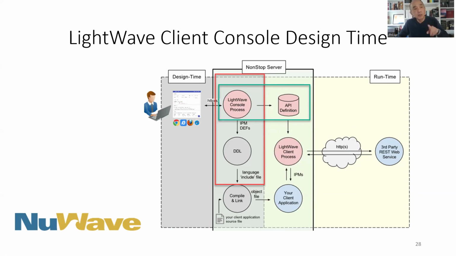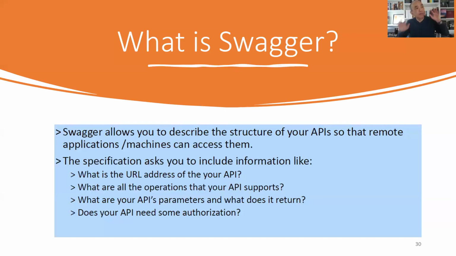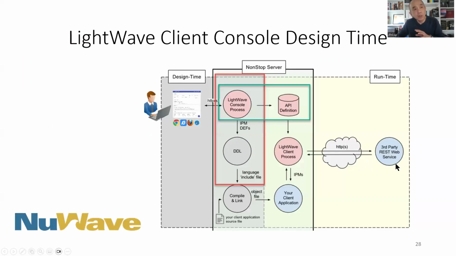So next, I'm going to talk about what information we need from this third-party web service in order for us to communicate with it. And so the first thing is this thing called Swagger. Swagger is a standard. It is a file that defines the web service you're providing. So who provides that? In this picture here, this is the guy that provides it.